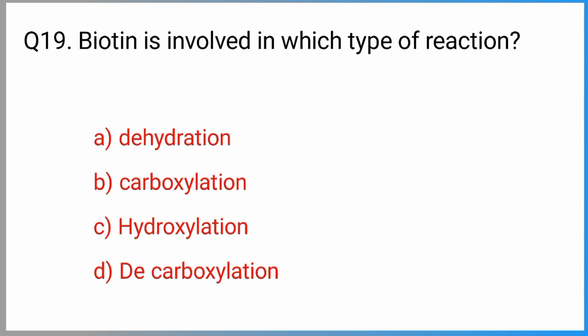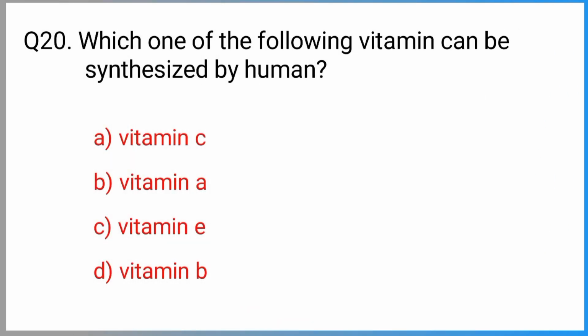Question number 19. Biotin is involved in which type of reaction? The correct answer of that question is option B, carboxylation. Question number 20. Which of the following vitamin can be synthesized by human? The correct answer of that question is option B, vitamin A.